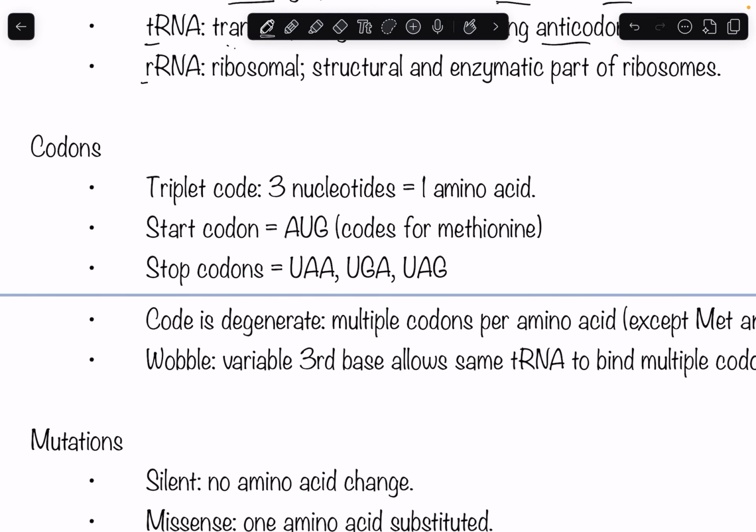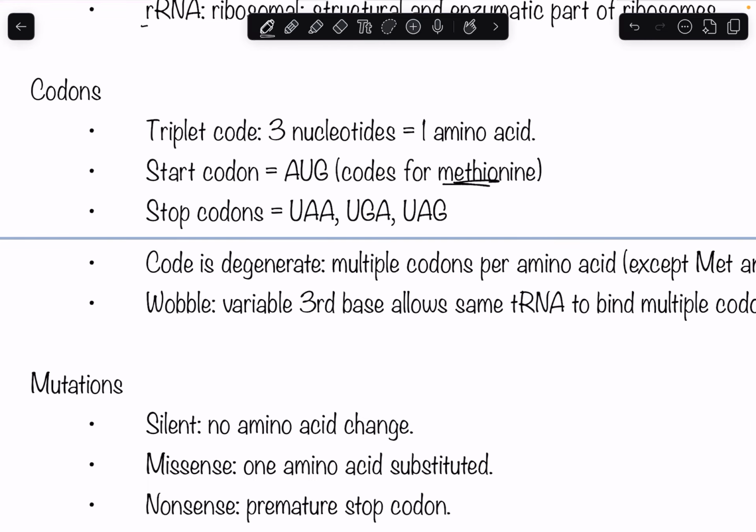So, what are codons? Codons are triple coded, meaning that we need three nucleotides to make one amino acid. Okay. So, we need to go over a few important codons. AUG is your start codon, which codes for methionine. Okay, and these are very important for the MCAT that we see a lot. You need to make sure that you know your stop codons.